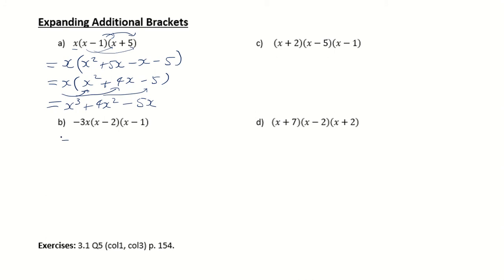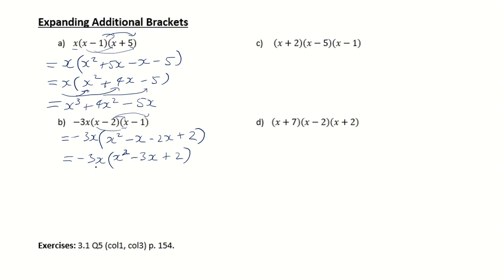Likewise, again, leave the negative 3x out the front and then use FOIL. So it'll be x times x is x squared, x times negative 1 is negative 1x, negative 2 times x is negative 2x, and negative 2 times negative 1 is going to give me positive 2. Negative times a negative is a positive. So then I like to simplify, so it'll be x squared minus x take 2x will give me negative 3x plus 2.